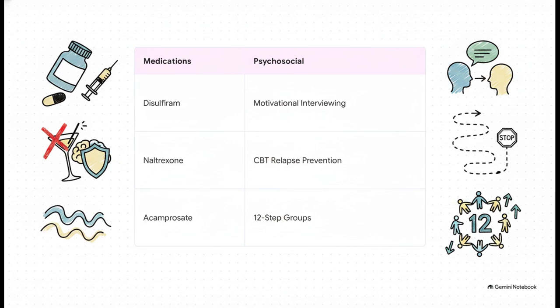They have to be paired with vital psychosocial therapies. Clinicians will use motivational interviewing to help build a patient's internal drive, cognitive behavioral therapy for highly specific relapse prevention strategies, and 12-step groups like AA to provide ongoing peer-driven social support. It's the whole shebang working together that yields the highest chance of long-term recovery.